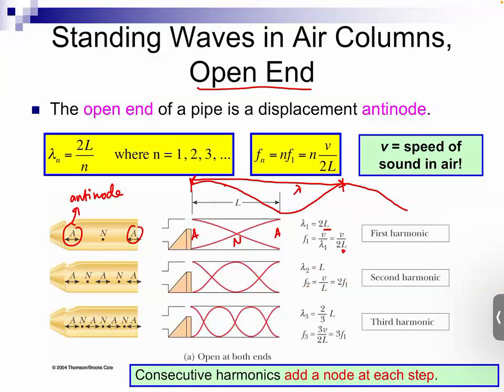Third harmonic. Notice how in the first harmonic you have one node, in the second harmonic you have two nodes, in the third harmonic you have three nodes, and so on. And these equations give you the relationship between the length and the wavelength of the harmonic, as well as the frequency of the harmonic.